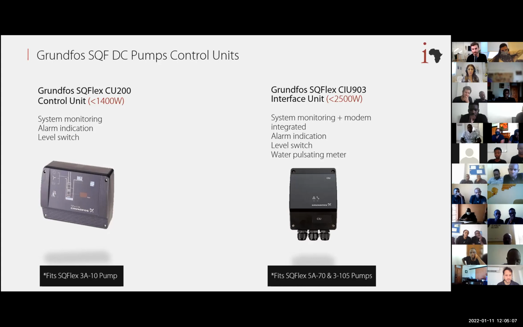The next thing we can see is the alarm indication. If the pump is at higher voltage or a higher temperature, we will see it on the controller at the moment. And the third thing, which is very important for us, is the level switch. The floating switch and the pressure switch, we connect directly to the pump controller. This is how we control the pump and shut it off when the tank is full. We will elaborate in the future. And I wrote on the bottom that the CU200 fits the SQ Flex 3A10, and the controller on the right fits the other 2 SQ Flex pumps, which are higher.